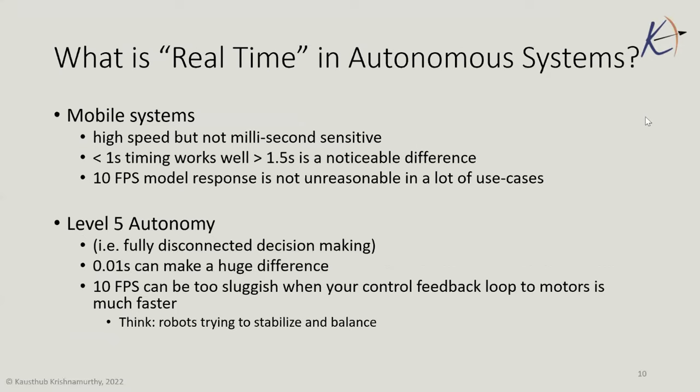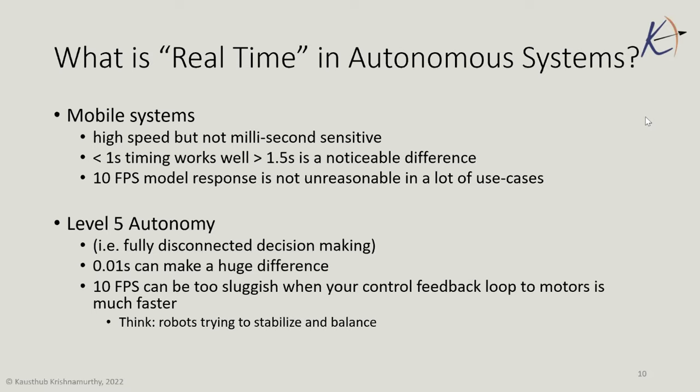Whereas when we're talking about things like level 5 autonomy, what I mean by level 5 autonomy is fully disconnected decision making, where you're able to put a robot in a situation and it's able to decide where it's going, how it should behave, how it can solve problems and continue on its mission. When we're talking about that, often a 0.01 second difference can mean the difference between saving the robot and letting it fall into a trench, right? Because let's say you've got 10 frames a second of image data coming through where you're able to detect danger, semantic danger within that image, right?